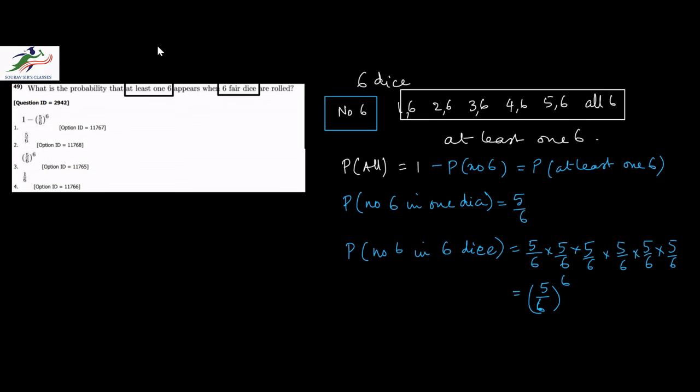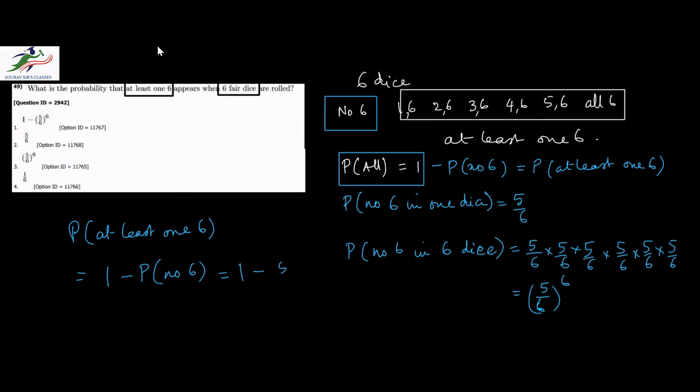So the probability of all is 1, and the probability of at least 1 six in 6 dice will be 1 minus the probability of no 6, which is 1 minus 5 by 6 whole to the power 6. So option 1 is the correct one.